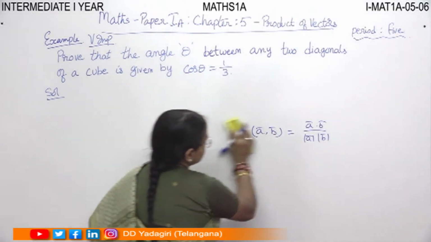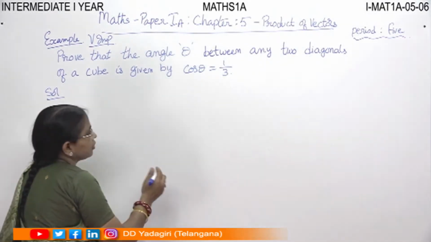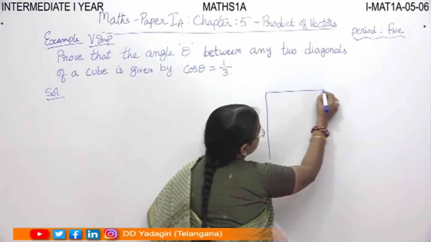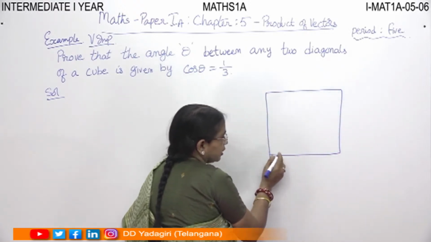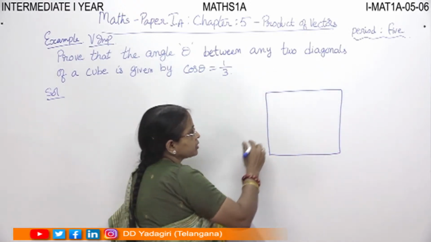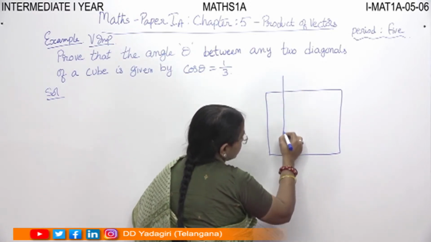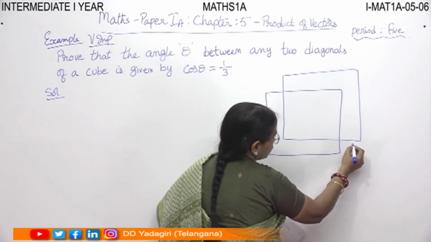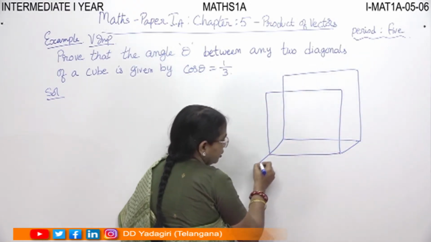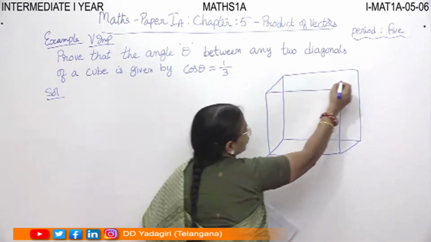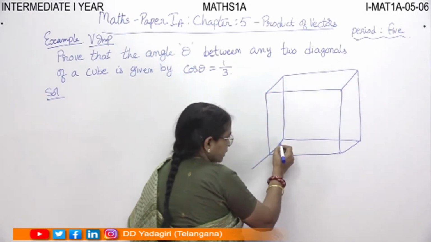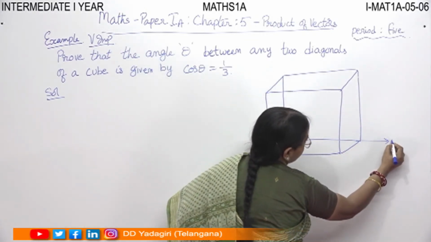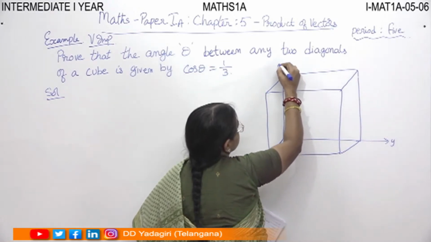Now what we do is, first we'll draw the figure. Draw a cube like this. Draw two squares. Learn how to draw the cube. Draw a square and again draw another square. Draw another square and then join like this. So this is the cube. Now take this as x-axis. This is x-axis and this is y-axis and this is z-axis.